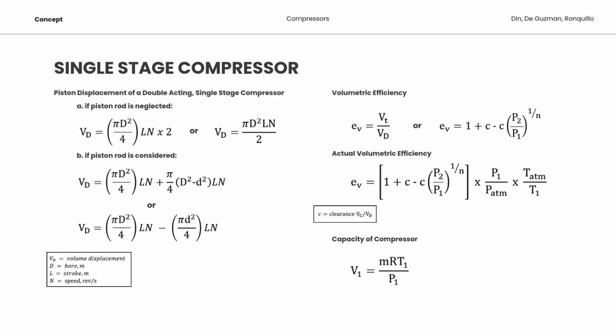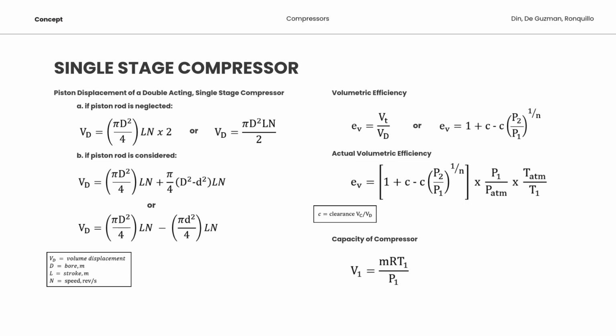Volumetric efficiency. Volumetric efficiency is the ratio of the actual gas drawn in at intake condition to the displacement volume or the piston displacement. For the formula, volumetric efficiency can also be 1 plus clearance minus the clearance multiplied by P2 over P1 raised to 1 over n. Then, for the actual volumetric efficiency.